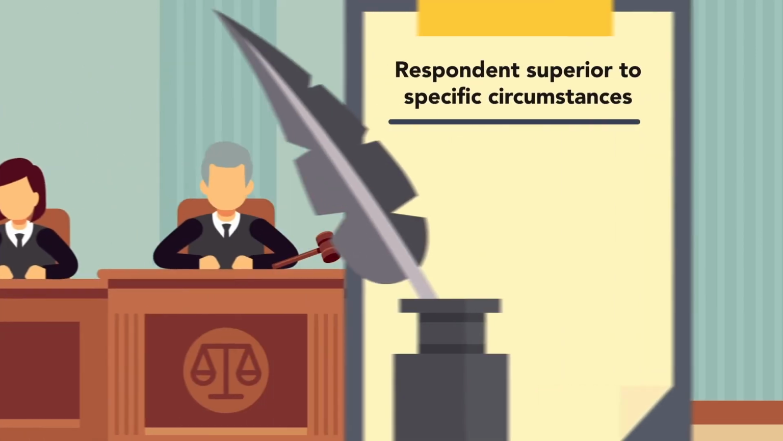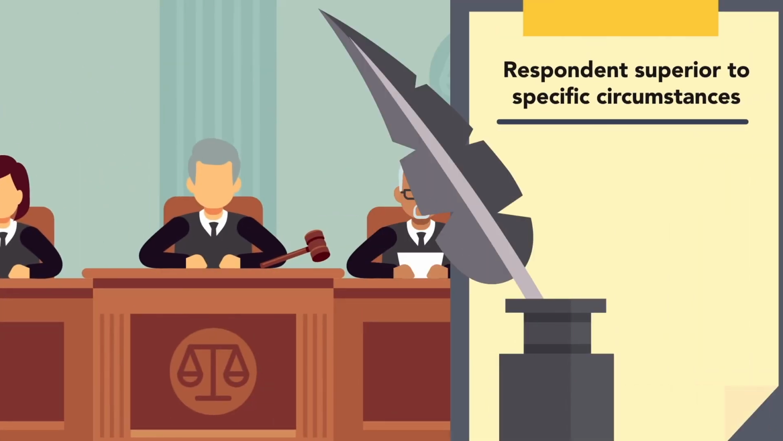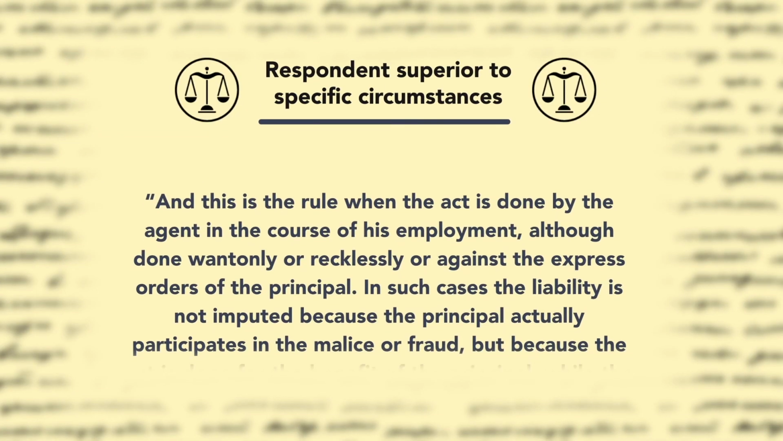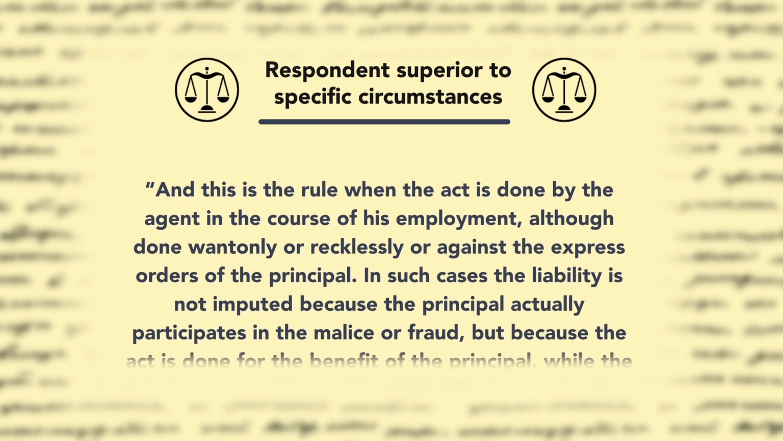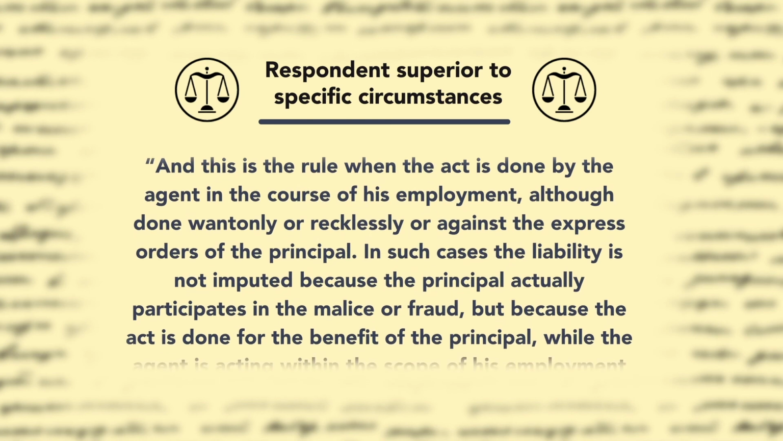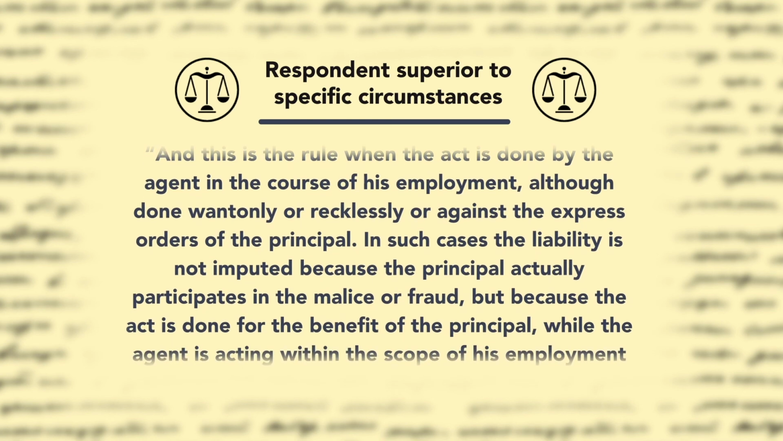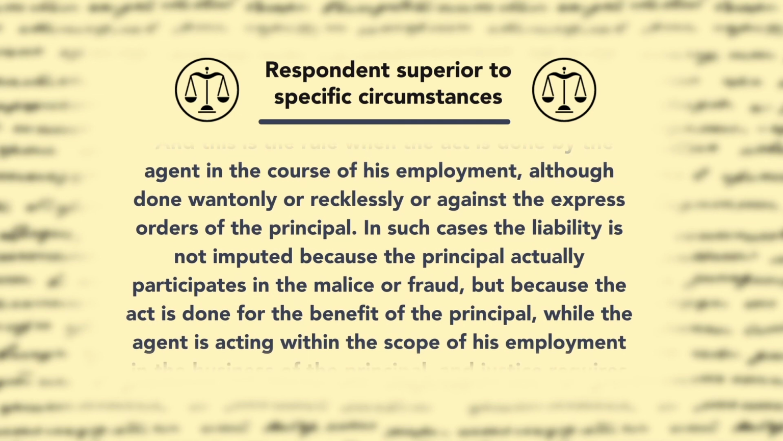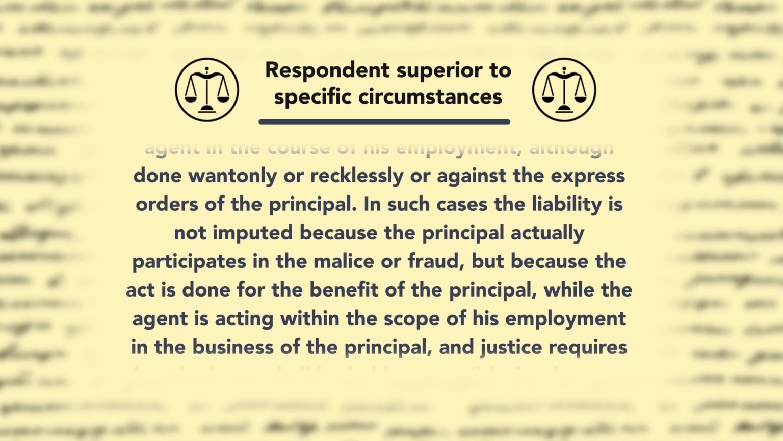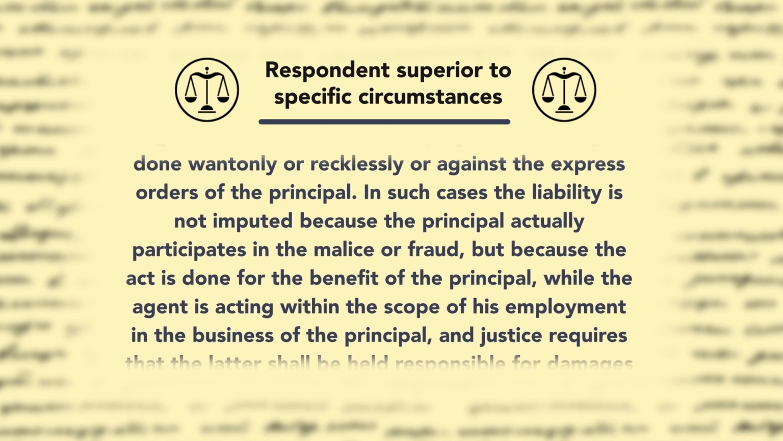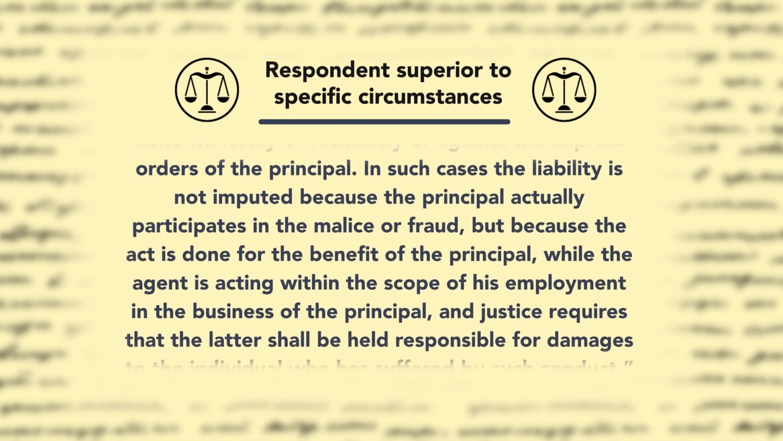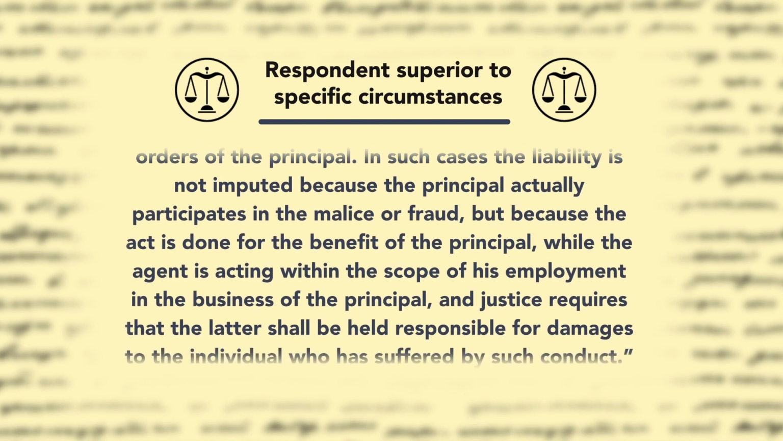In laying out the application of respondeat superior for specific circumstances, the court further stated, "And this is the rule when the act is done by the agent in the course of his employment, although done wantonly or recklessly or against the express orders of the principal. In such cases, the liability is not imputed because the principal actually participates in the malice or fraud, but because the act is done for the benefit of the principal, while the agent is acting within the scope of his employment in the business of the principal, and justice requires that the latter shall be held responsible for damages to the individual who has suffered by such conduct."